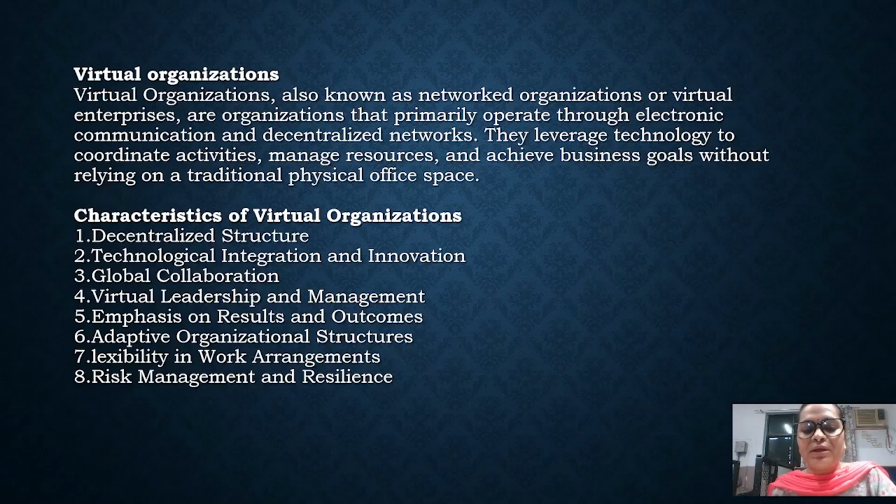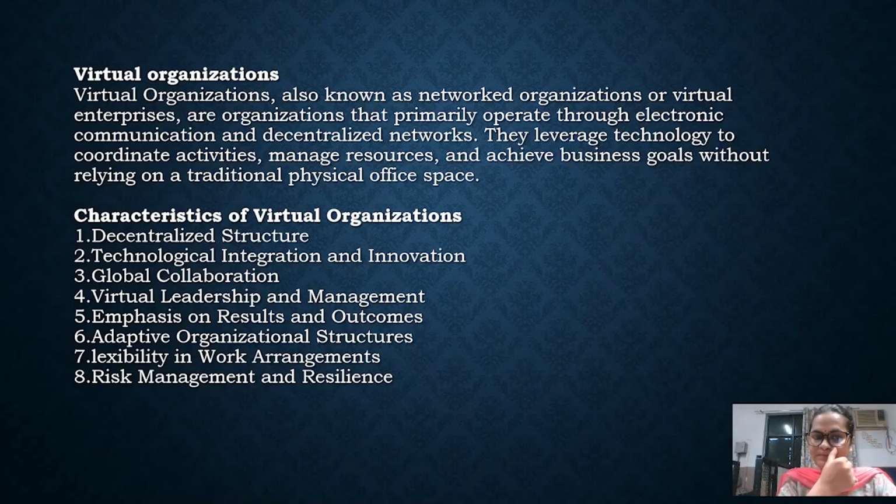Now, the fourth characteristic is virtual leadership and management, which means that leaders in virtual organizations must possess strong digital leadership skills, effective communication skills, remote team management skills, as well as virtual collaboration skills. They should use the technology to inspire, to motivate, and even to guide the team towards the attainment of the organizational goals.